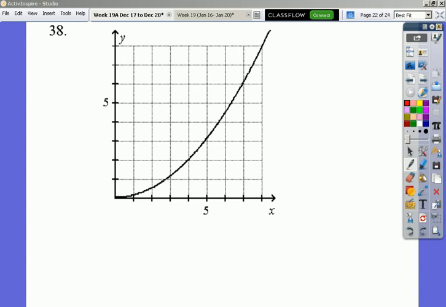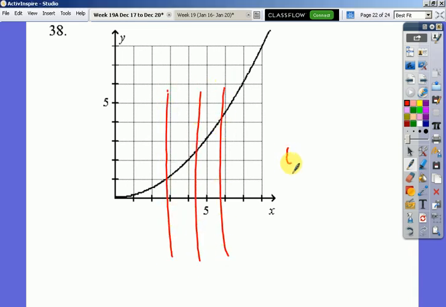Is number 38 a function? Yes. What does it pass? The vertical line test. Wait, was 37 yes? 37 was no, and 36 was no. 38 is yes. We don't have to explain it, it doesn't say. If it says explain, you'd have to explain and say it does not pass the vertical line test, right? But it does not say.